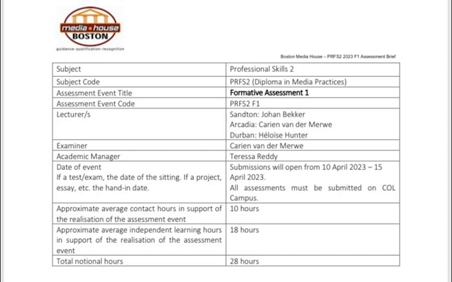annoy me anymore. Now, for Boston Media students to succeed in today's globalized workplace, students need to improve their cross-cultural communication skills. This can be done by developing cultural awareness, learning a second language, developing listening skills, adapting communication style, and seeking feedback from colleagues.